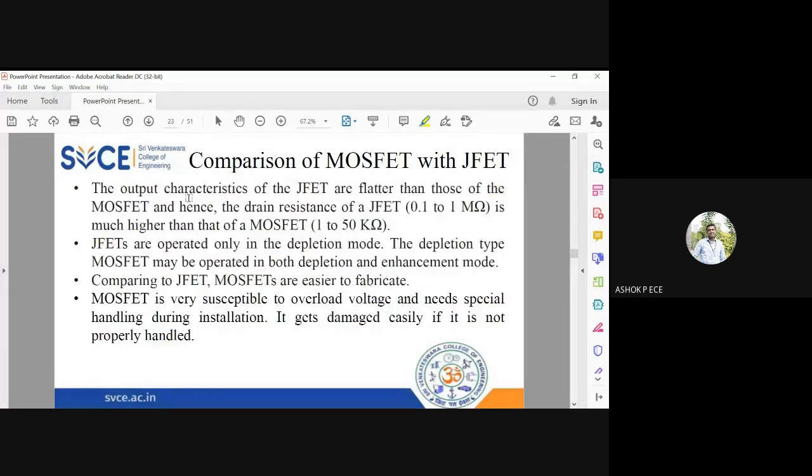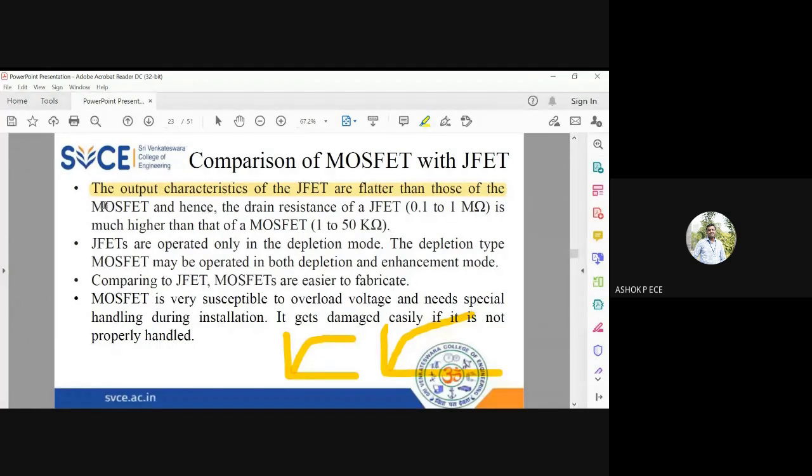The output characteristics of JFET are flatter. As I told you, when you see the drain characteristics in JFET, the current is going to increase and become constant. But in MOSFET, it is going to increase and keep on increasing like this. So the output characteristics of JFET are flatter than those of MOSFET, which means the current will increase and stay constant, but in MOSFET, the current keeps on increasing.